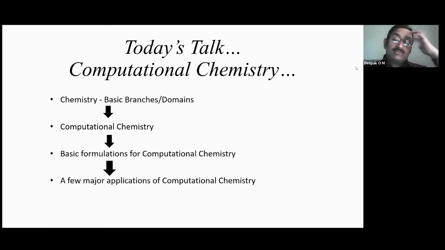I'll be starting with the basic branches which students are aware about. Then I'll just mention where this title computational chemistry fits in. Then I will tell you what are the basic formulations that we make use of for computational chemistry, a bit into mathematics, quantum mechanics, and those kinds of things. And then I will tell you a few major applications in connection with this computational chemistry. That's the plan for today's lecture.